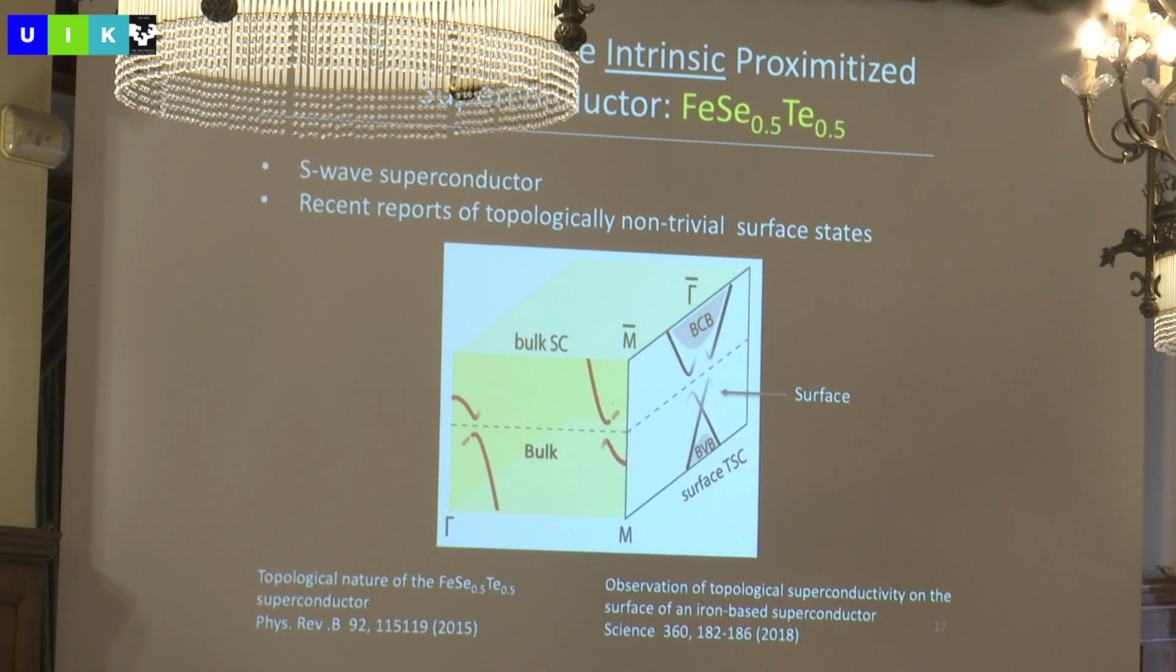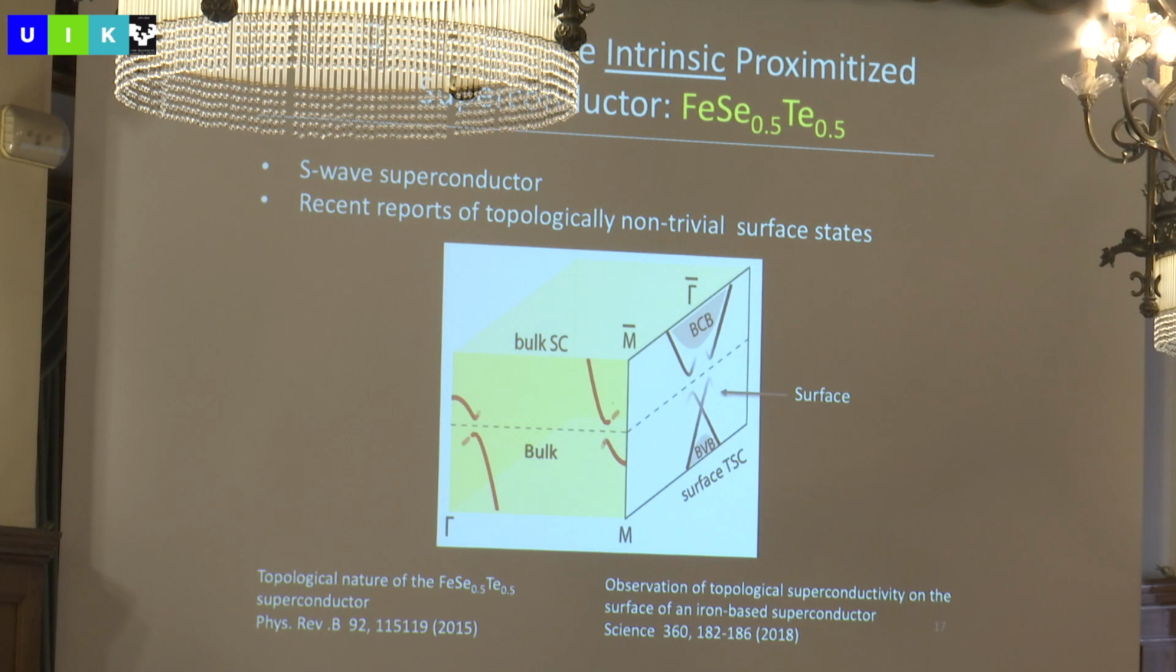This experiment was not done by slapping a superconductor on top of a topological insulator. Instead, it was realized quite a few years ago, in 2015, that iron selenium tellurium, for a range of compositions, is topologically non-trivial. So FeSeTe is actually a well-known superconductor. It's an S-wave superconductor. That's what you need. However, it turns out that for some range of selenium compositions, this S-wave superconductor is also topologically non-trivial, meaning that it has non-trivial surface states.